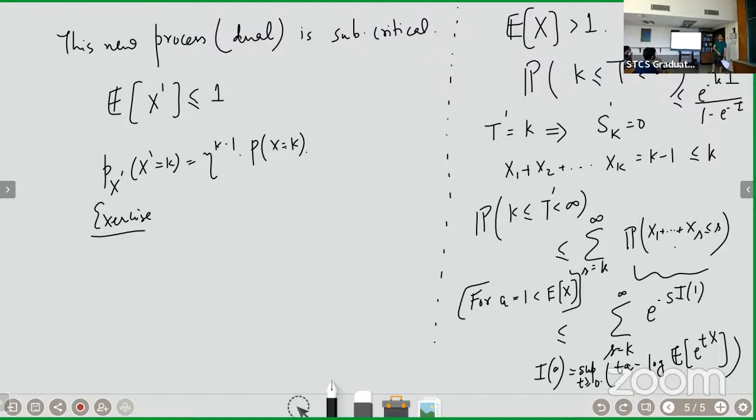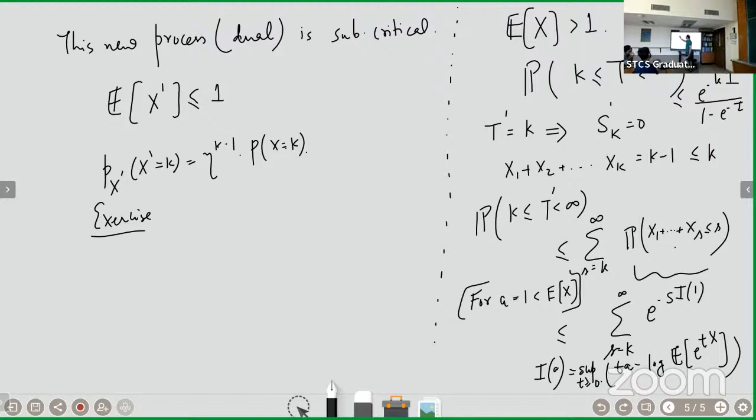What it was, if it is critical, conditioned on extinction, the process looks like a subcritical branching process. It is the opposite also. Conditioned on not extinction, what is the process? Any guesses? You get to that. Why are we calling it subcritical?